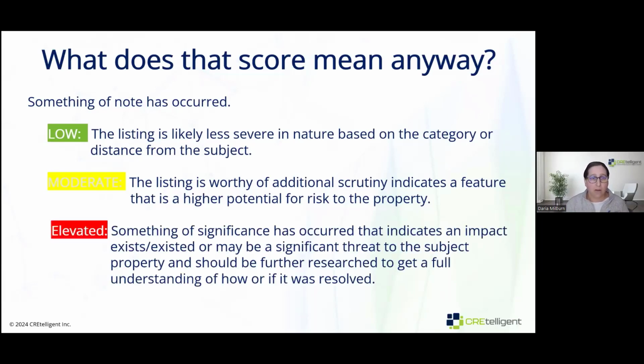Where we come into the higher concerns is elevated, which means that something of significance has occurred at a property that indicates an impact may exist or has existed, or there is a condition that may be a significant threat to the subject property that really should be further researched to get a full understanding of how or if it was resolved. So these scores are not meant to mean that a property is low risk or the highest risk. It's meant to give you a relative rating of the significance or the severity of the type of listing, so that you can understand what might be a bigger concern for your property.